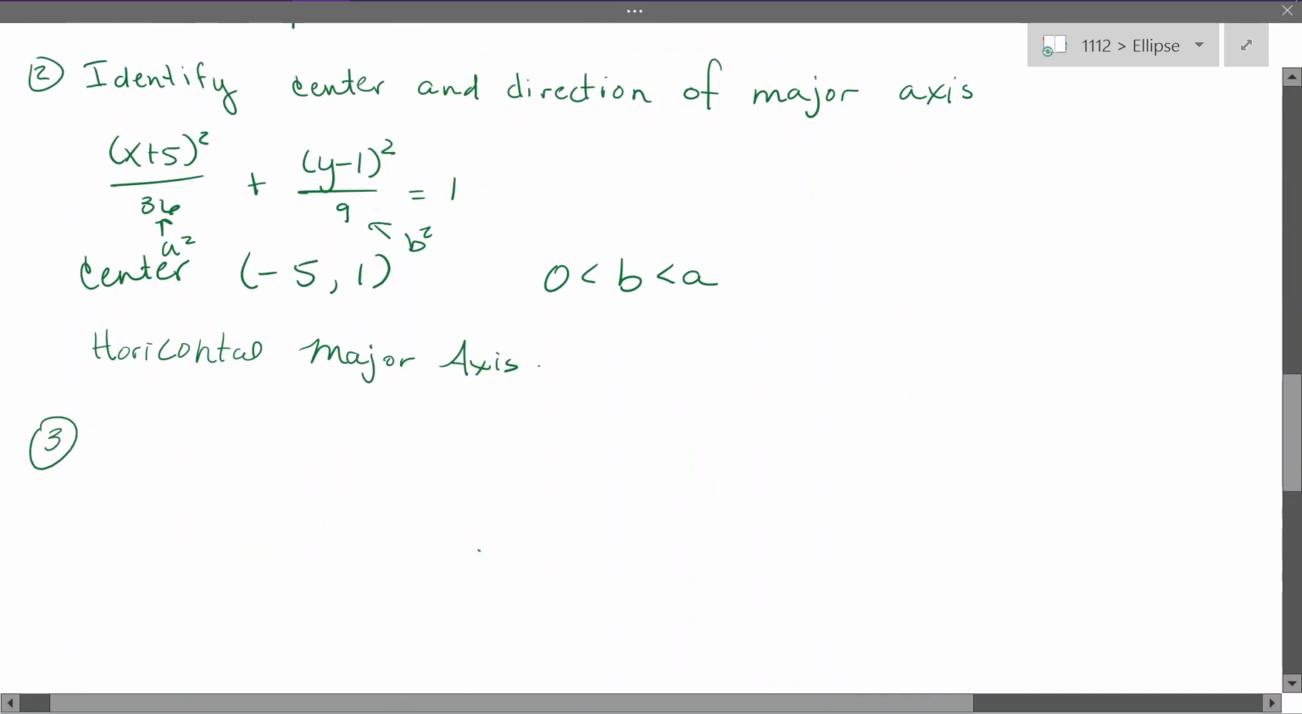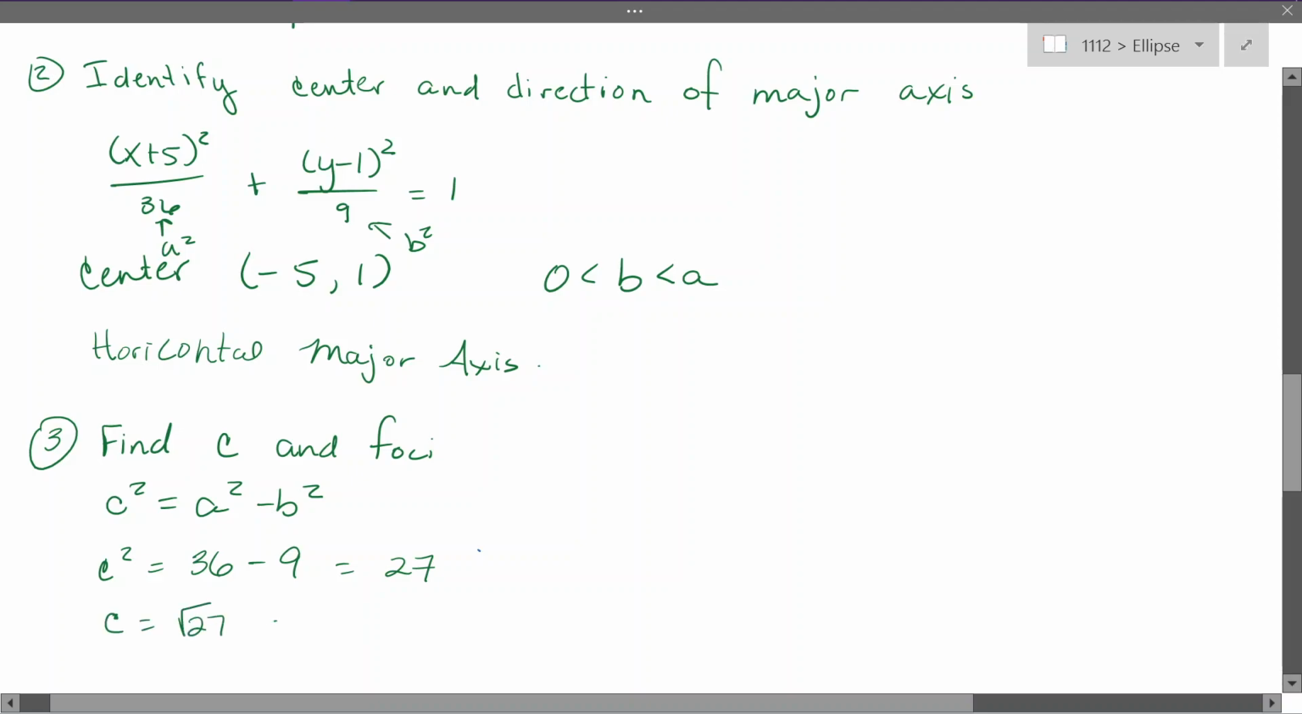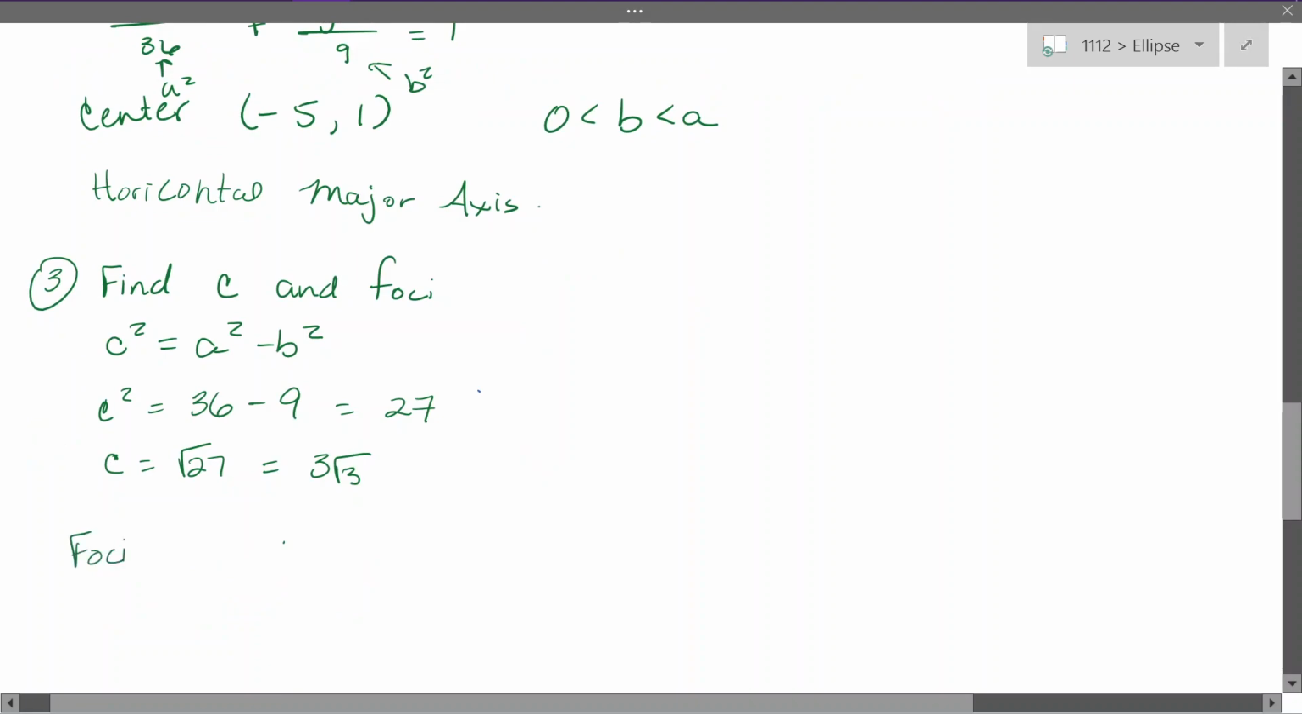And then third, we need to find c and the foci. So c^2 = a^2 - b^2. So we have c^2 = 36 - 9, which gives us 27. So that tells us that c is the square root of 27, which is equal to 3 root 3. So to find our foci, since this is a horizontal major axis ellipse, our foci are going to be (h ± c, k). So we're going to have (-5 ± 3 root 3, 1).